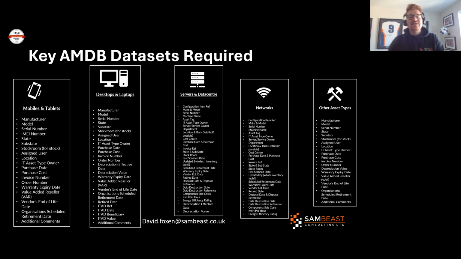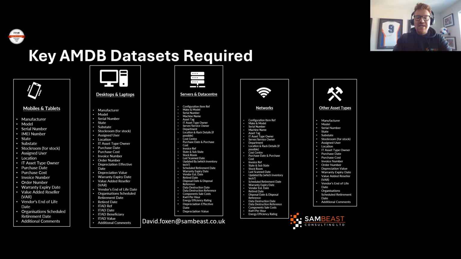Key AMDB data sets that are required. Now, I'm not going to go through all of these again. Please feel free to take a screen grab so that you can take this back into your organization and ensure that you're getting all of the relevant information for the asset types. A lot of it's pretty self-explanatory. A lot of it overlaps as well, in terms of data sets that you need for all of them, such as serial number, which would be a unique identifier, location, state, substate. You'll need asset type owners, assigned users, models, makes, all of the procurement information for these assets, and all of the end of life information when it reaches that point.